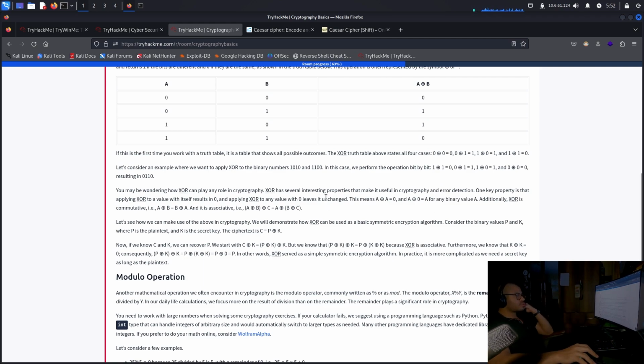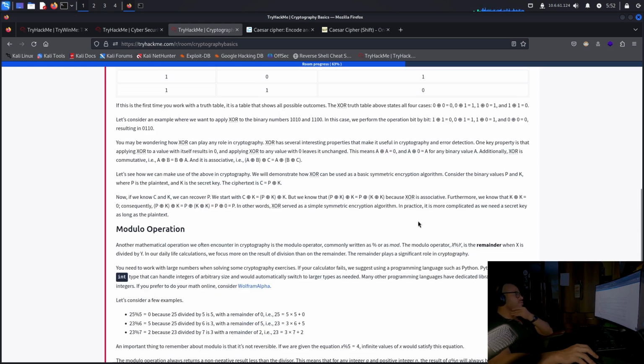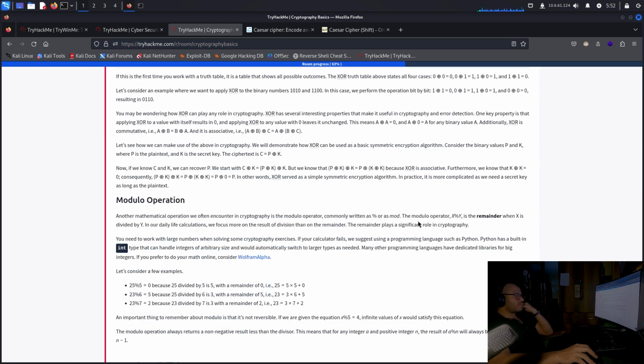You may be wondering how XOR can play a role in cryptography. XOR has several interesting properties that make it useful in cryptography and error detection. One key property is that applying XOR to a value with itself results in 0, and applying XOR to any value with 0 leaves it unchanged. This means A XOR A equals 0 and A XOR 0 is A, for any binary value. Additionally, XOR is commutative, and it's associative.